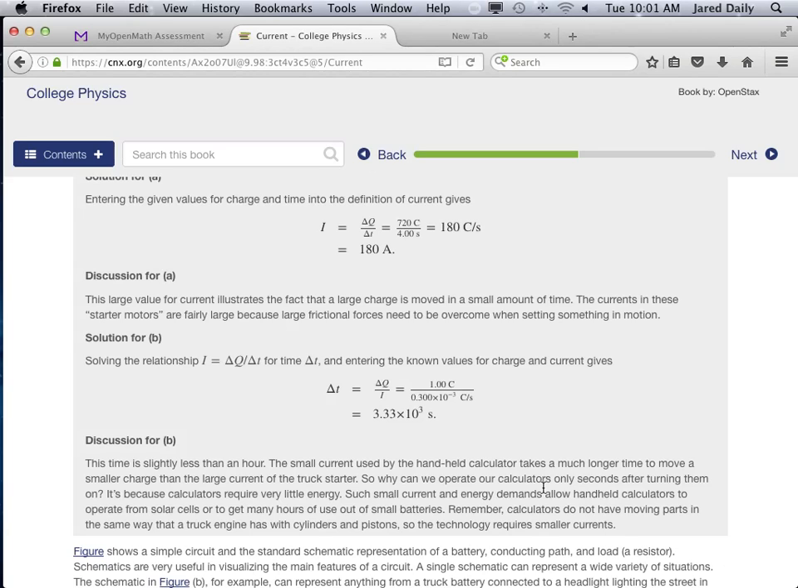Well, you would expect it to take a while. It takes about an hour, because calculators don't use a lot of current. How do you know they don't use a lot of current? Battery lasts forever. Yeah, and it's got a tiny little battery, right?